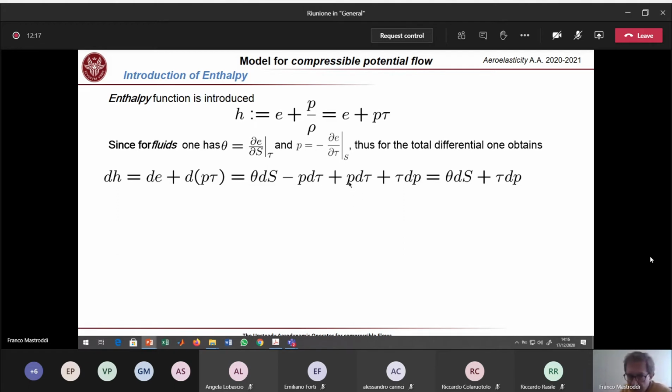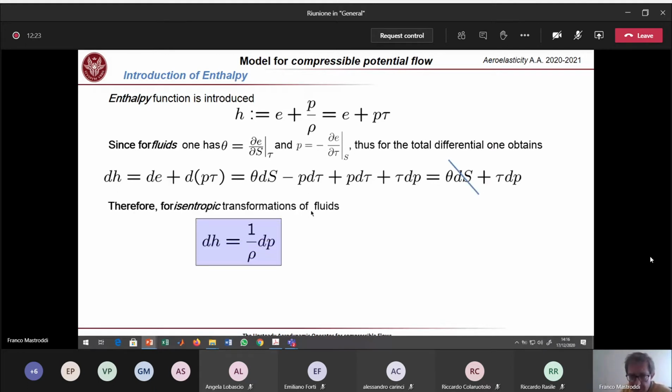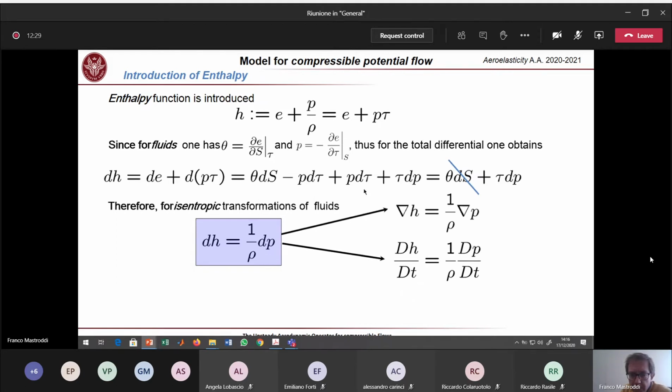And considering isentropic flow, the enthalpy is a very interesting quantity, because we can simplify this part, and therefore we have that the total differential of the enthalpy is equal to the total differential of the pressure divided by the density, and therefore we can highly simplify essentially the Euler equation. But we have a double simplification. We can express the total derivative of the enthalpy as the total derivative of the pressure, and we also have the capability to express the gradient of the enthalpy as equal to the gradient of the pressure divided by rho.